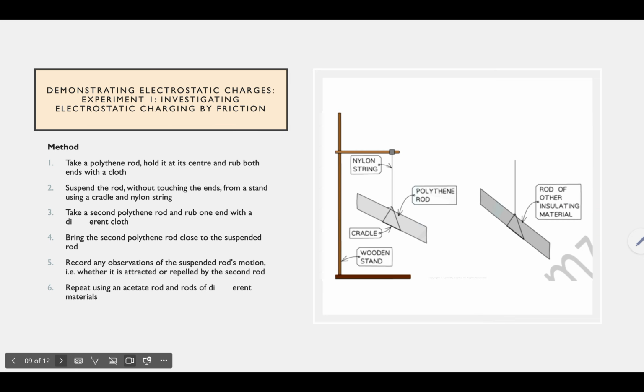So I'll take the polythene rod, hold it at its center, and rub both ends with a cloth. I'll suspend the rod without touching the ends from a stand using a cradle and nylon string. Take a second polythene rod and rub one end with a different cloth. Bring the second polythene rod close to the suspended rod. Record any observations of the suspended rod's motion, whether it got attracted or repelled or didn't move at all. And repeat using an acetate rod and rods of different materials as well to compare.